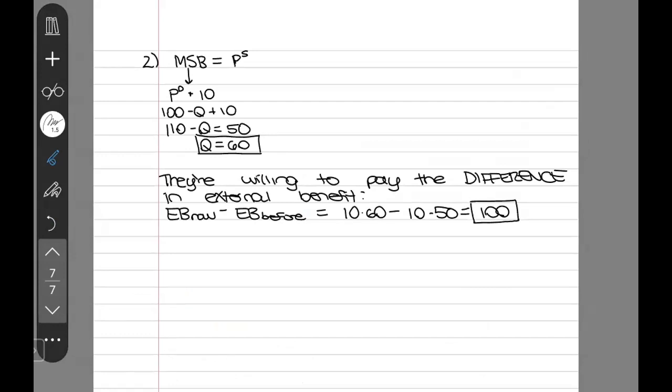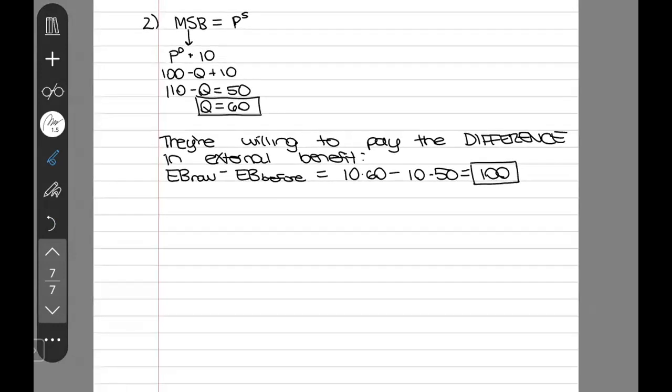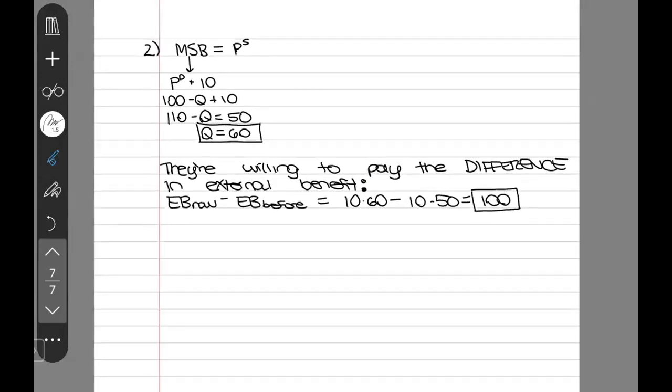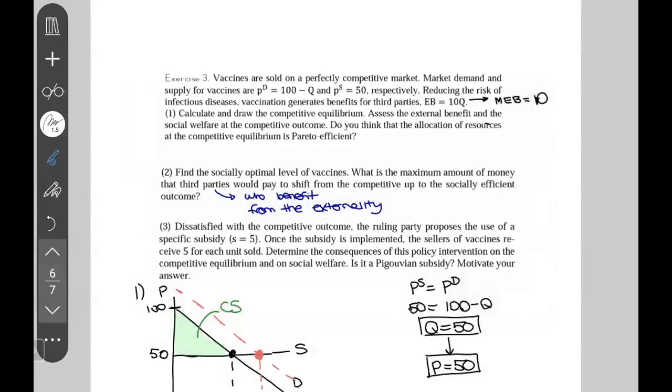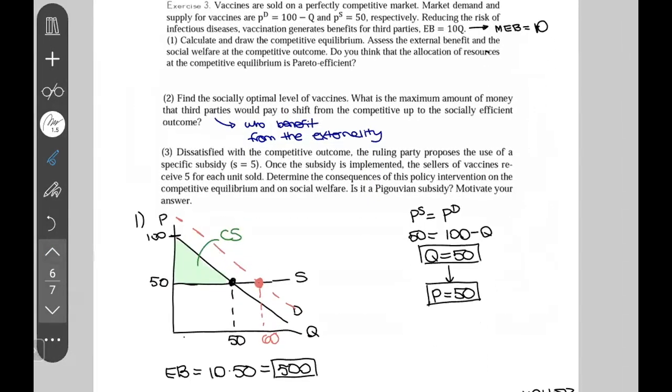So also just to see the similarity, if instead we were talking about firms and whether they're willing to pay something to switch from one situation to the other, you're always looking at the difference in the benefit that they get. So with firms, we'd be talking about the difference in profit, but it's the same kind of logic that you just want to see how much better the situation is now with respect to before. So you're always comparing the two and taking the difference. So that should be it for part 2.